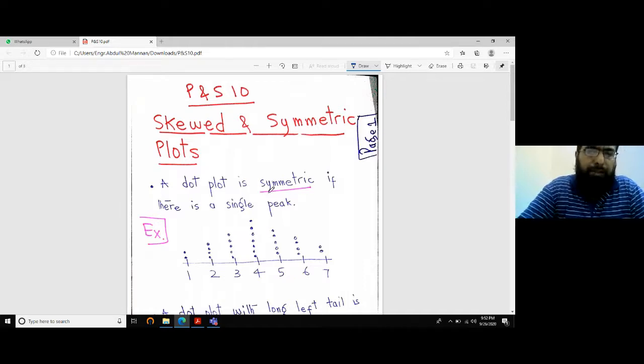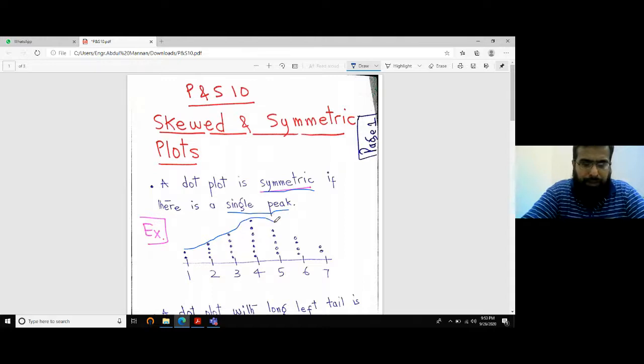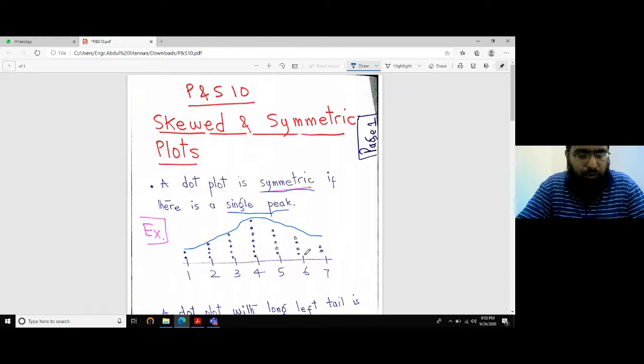A dot plot is symmetric. We have already studied the dot plot. A dot plot is plotted for quantitative data and gives us an idea about the underlying distribution in a given raw data. If the data has a single peak, that data is called symmetric, and around that peak there are almost equal heights on both sides. So what is on the left side of this peak is almost the same as on the right side.